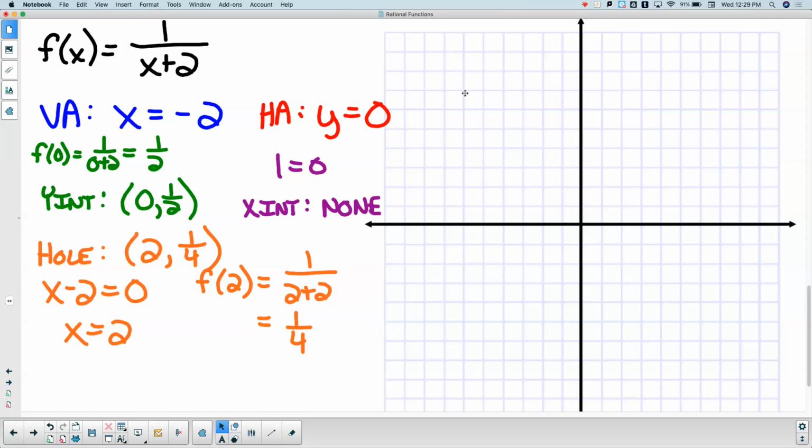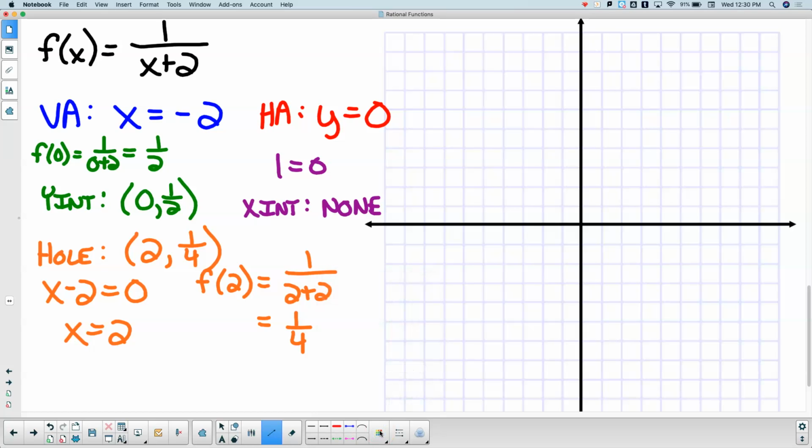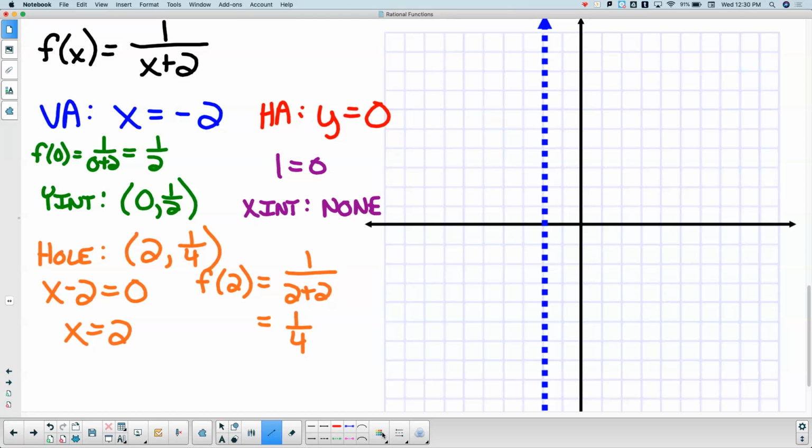I've got a vertical asymptote at x equals -2. I've got a horizontal asymptote at y equals 0. I've got a y-intercept at (0, 1/2). I don't have an x-intercept. And I've got a hole at (2, 1/4). So I literally put a big old hole on my graph.